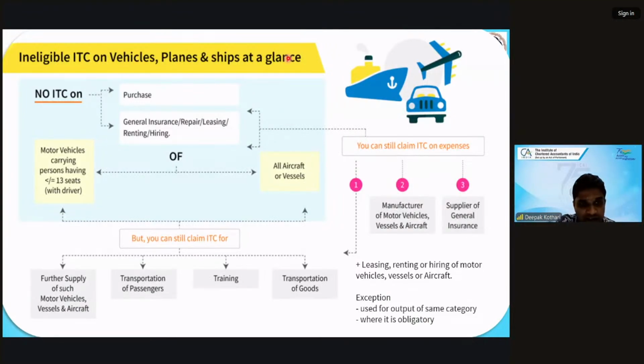If aeroplanes and vessels are purchased for traveling people or for personal use, ITC is blocked. But when an aeroplane company, Air India or Jet Airways, buys the aeroplane, what are they using it for? For transportation of passengers. So if it is transportation of passengers, you can still claim ITC. So such a person can claim the ITC.